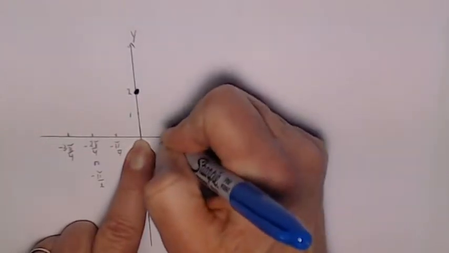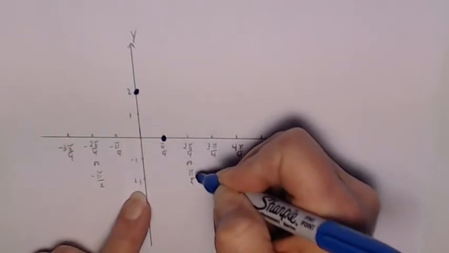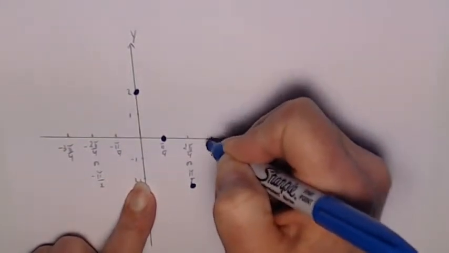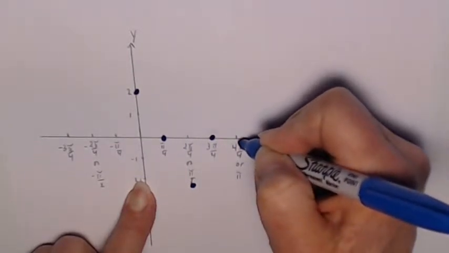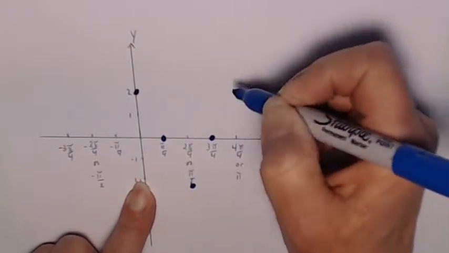At pi over 4, we are at 0. At pi over 2, we are down here at -2. At 3 pi over 4, we are at 0. And then at 4 pi over 4, or just pi, we're back up here at 2.